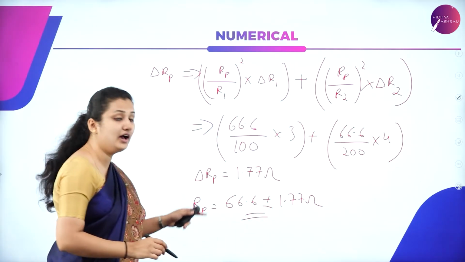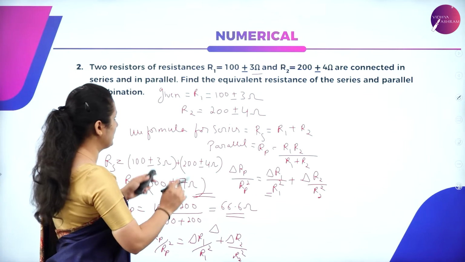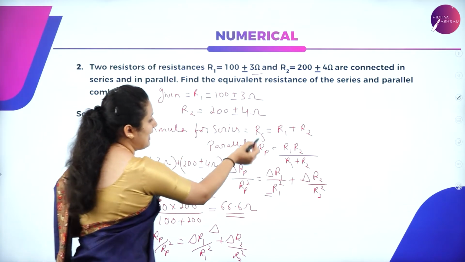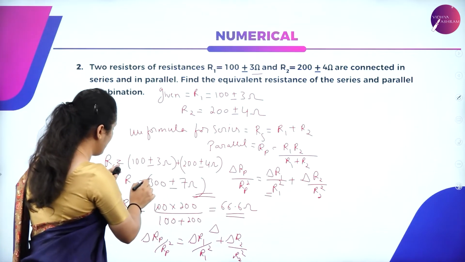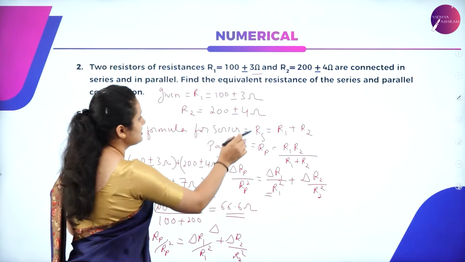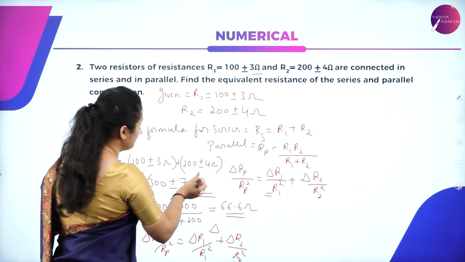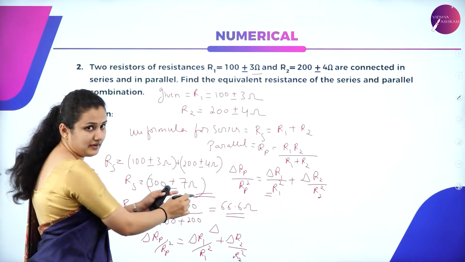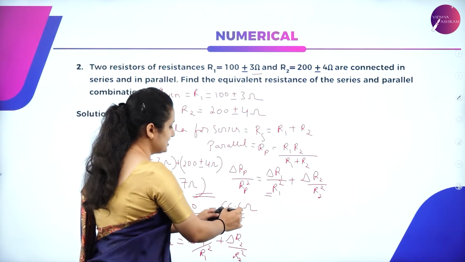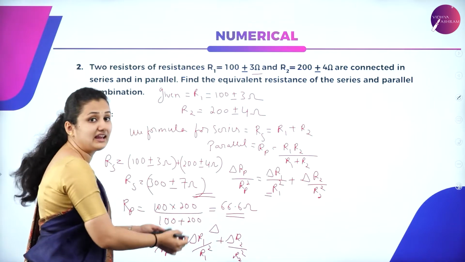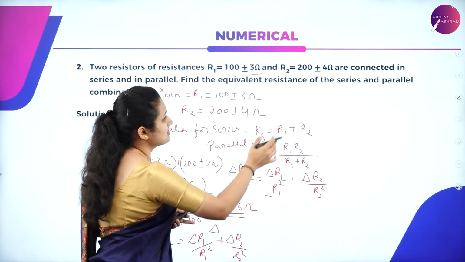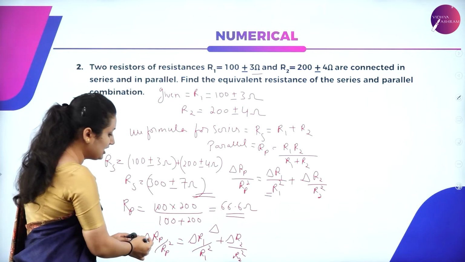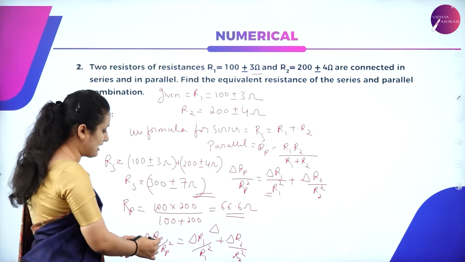This is the error in the parallel combination. Look at here. Series and parallel have the formulas R1 plus R2 and R1 R2 by R1 plus R2. I have calculated the equivalent resistance in series and parallel. In series I have got 300 plus or minus 7 ohm and in parallel I have got 66.6 ohm. So when I have to calculate the error in the parallel combination to get the overall equivalent resistance of parallel, I'll introduce the term delta in parallel combination.